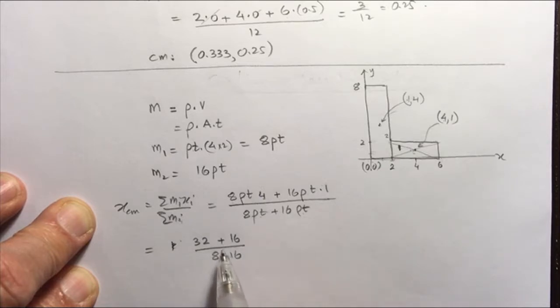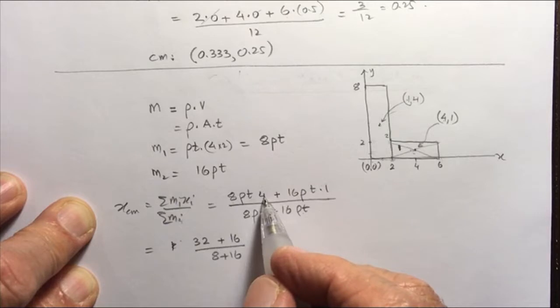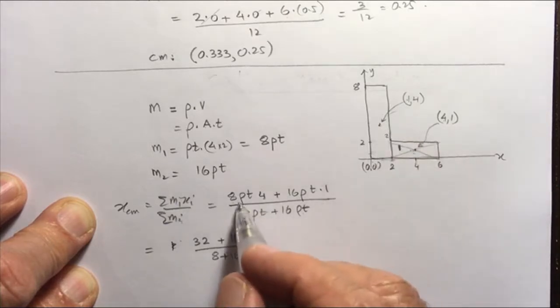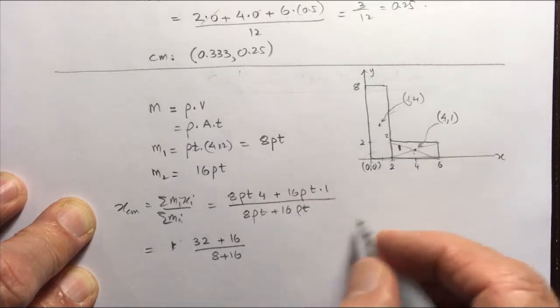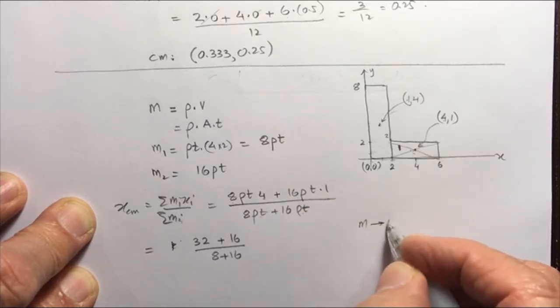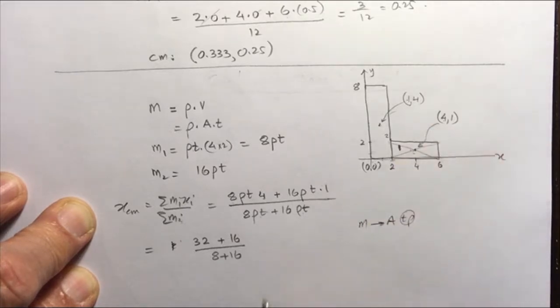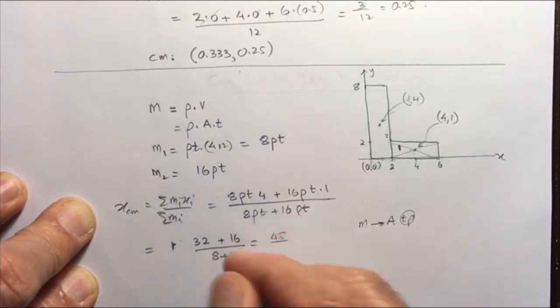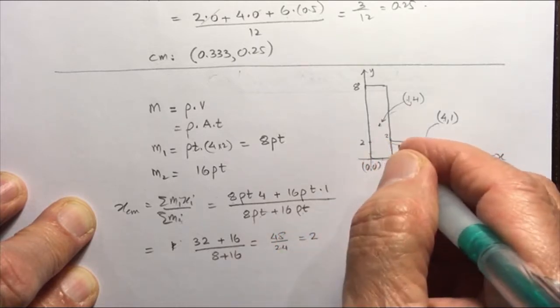And these are just the area times the x and y. So for a uniform density and thickness, we can simply replace the mass with an area, because the thickness and the density will be constant for all. And now we can solve this. So 32 plus 16 is 48 over 24, so that's 2, so the x value is 2.